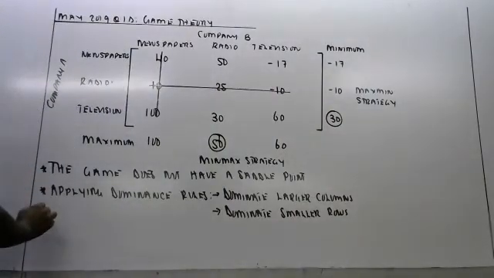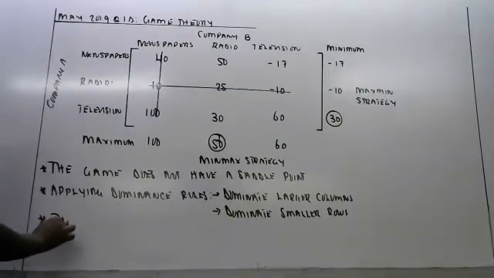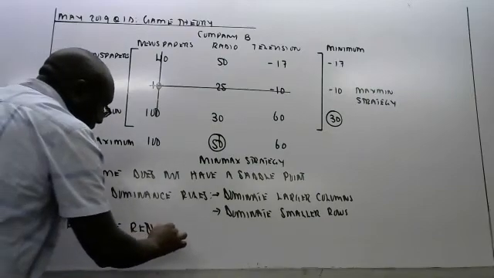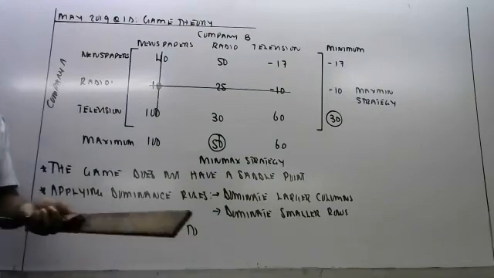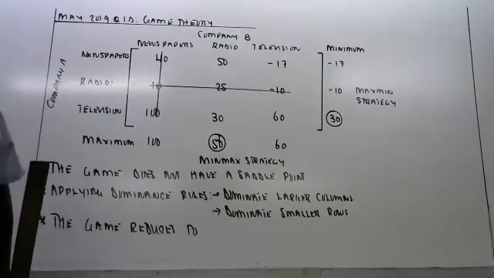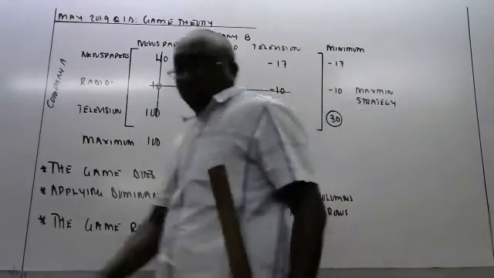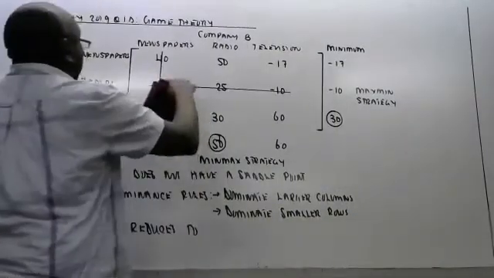So down here, we proceed and say the game reduces to, so we clear this side so that the game reduces.